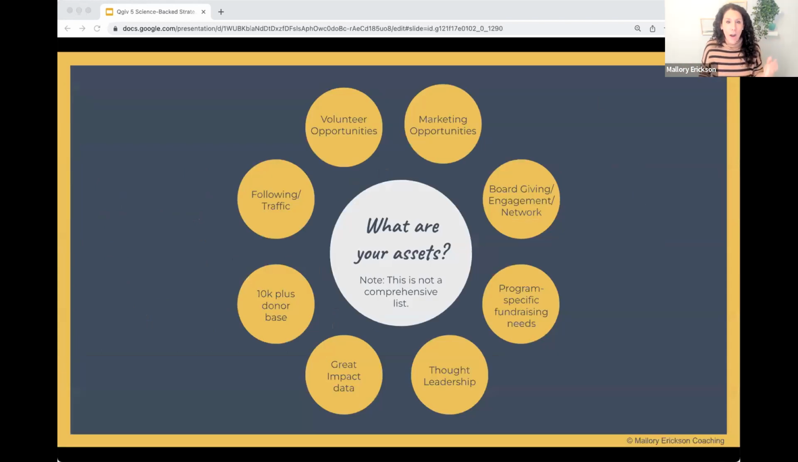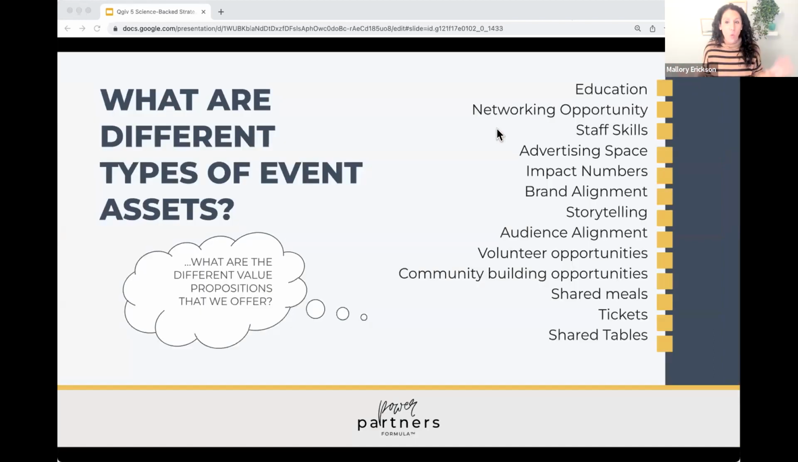So what are assets? Assets are all the different things of value inside your organization. So that could be everything from marketing opportunities to volunteer opportunities, maybe your following or traffic on your website, your board and engagement, perhaps some thought leadership. You have board members who are big thought leaders in certain areas. Maybe you have great impact data. The reality is that assets can look all sorts of different ways, but they are the things that people care about, and different people care about different assets. And we'll talk about that in the next strategy.